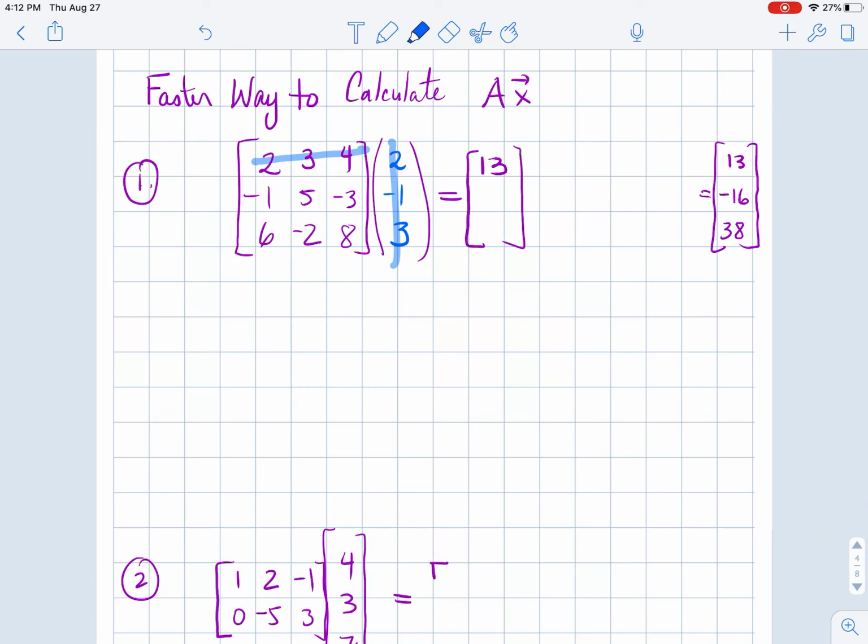Now I'm going to move on to the second row. When I do the second row, I'm going to do this times this, and again, I'm going to do it in my head. I get negative 2 plus negative 5, that's negative 7, plus a negative 9, that's negative 16. And then finally, in the last row, I'm going to multiply this row by that column. I get 12 plus 2 plus 24. That's 14 plus 24. That's 38. And so I get 38, which matches what we got earlier.